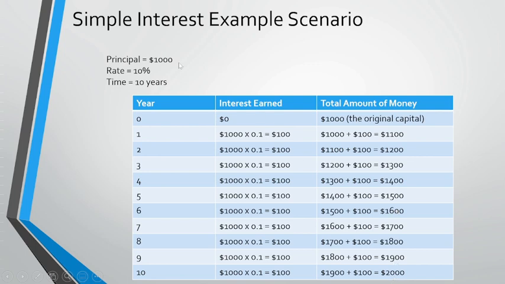And if you use I equals PRT for 10 years, you would get a total of $1,000 in interest. $1,000 times 0.1 would be 100, and multiply that by 10 years, that would be 1,000. So the total amount of money would be $2,000, because you have the $1,000 you started with, and then another $1,000 of interest over the period of 10 years, and that would be a total of $2,000.